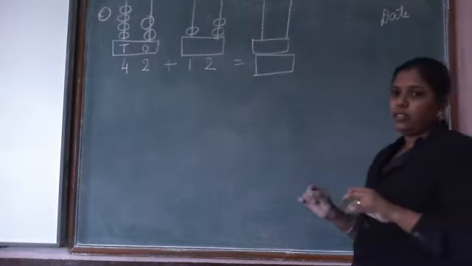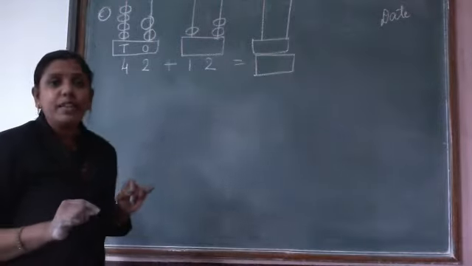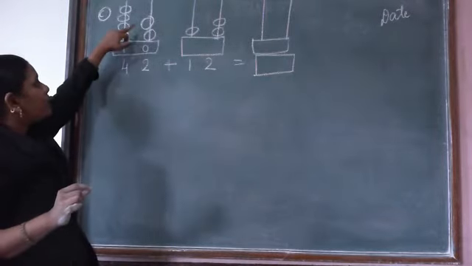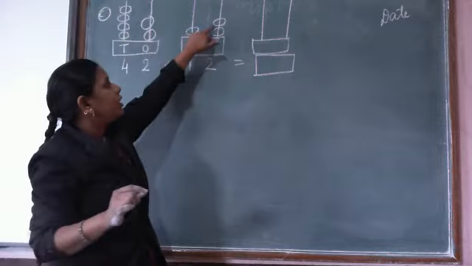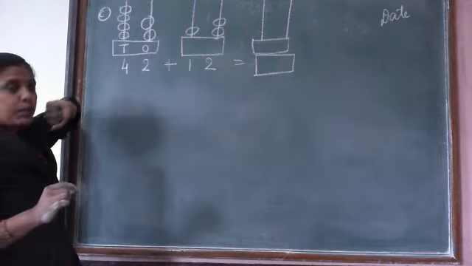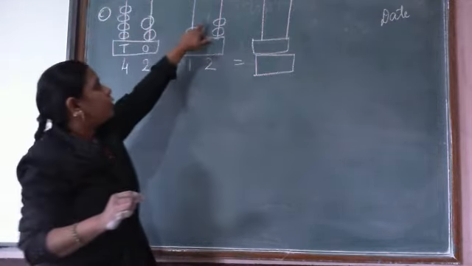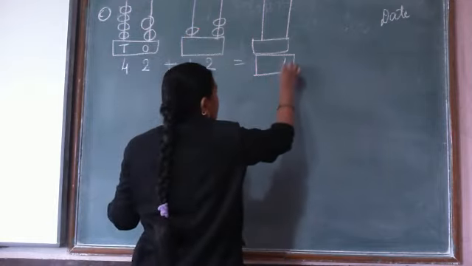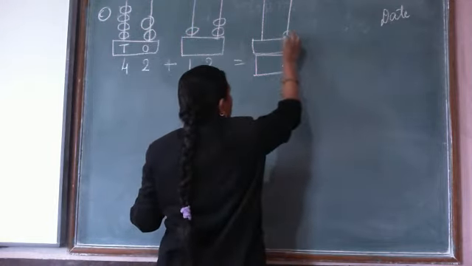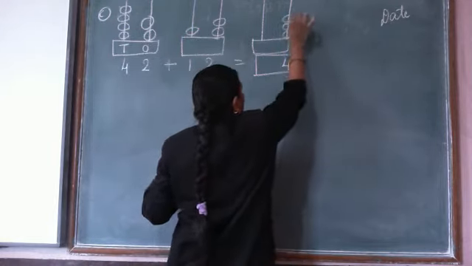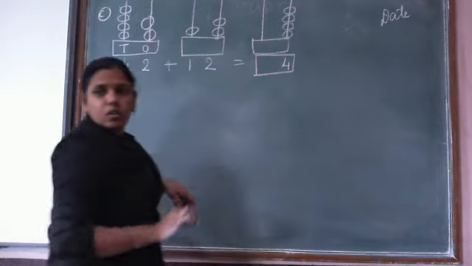Now count it. Count first. Count the number of beads at ones place. How many beads? 1, 2, 3, 4. So the number of beads at ones place is 4. So write here 4 and make here 4 beads. 1, 2, 3, 4. Okay.